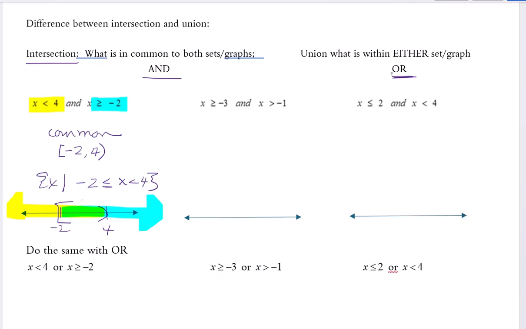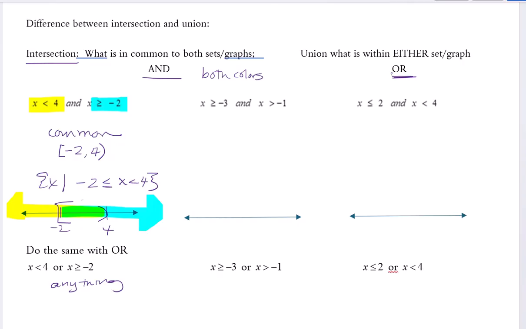So you can put it in interval notation, or you can put it into set builder notation. But when I'm looking at the "or," it wants anything. So where "and" wanted both colors, we can put that up here as well, both colors.